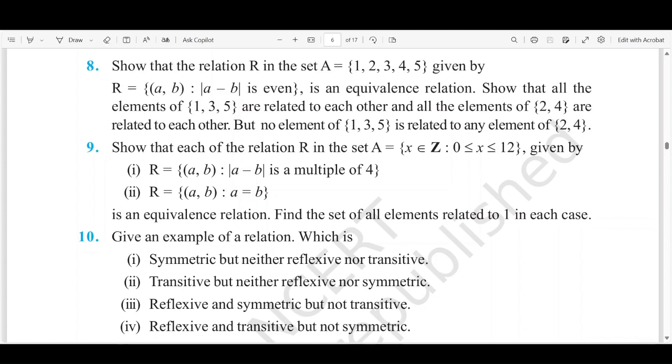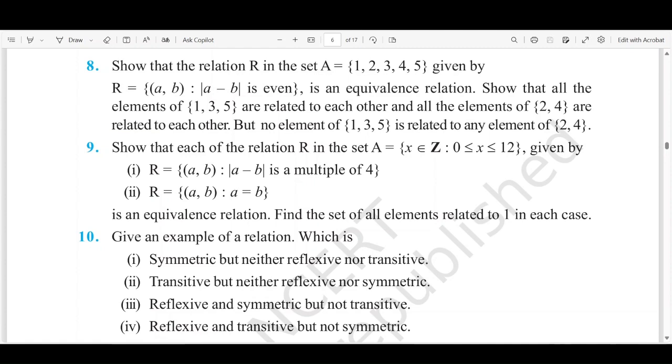Problem number 8. Show that the relation R in the set A equal to {1, 2, 3, 4, 5} given by R equal to the set of all ordered pairs (a, b) such that the absolute value of a minus b is even is an equivalence relation. Show that all the elements of {1, 3, 5} are related to each other and all the elements of the set {2, 4} are related to each other, but no element of the set {1, 3, 5} is related to any element of {2, 4}.